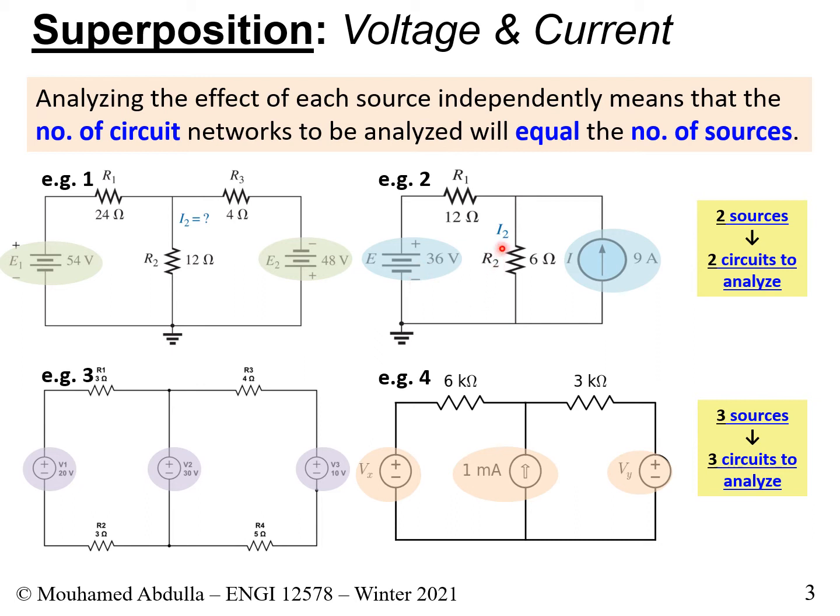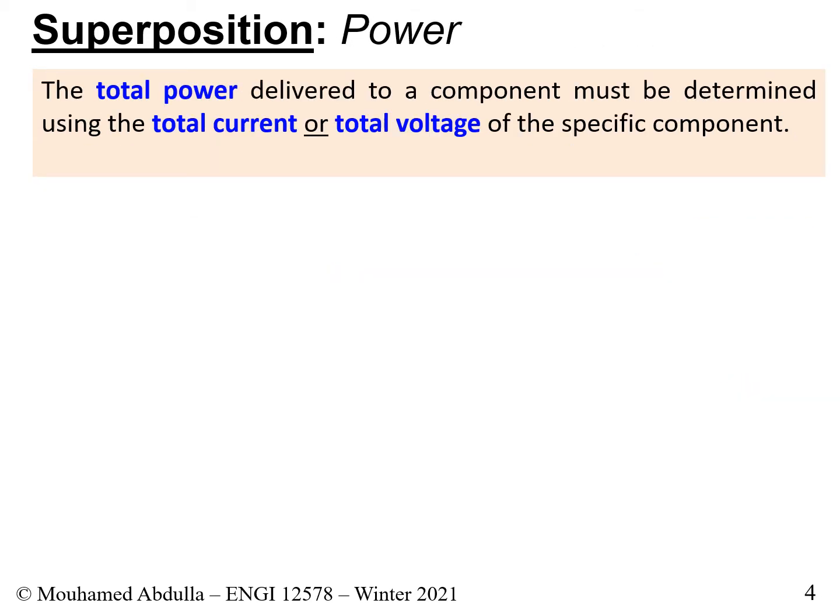Then we also look at the impact of I2 with only this source, and we combine them together. Like I said before, it will make more sense when we solve some problems, and you'll get a sense of how superposition works.